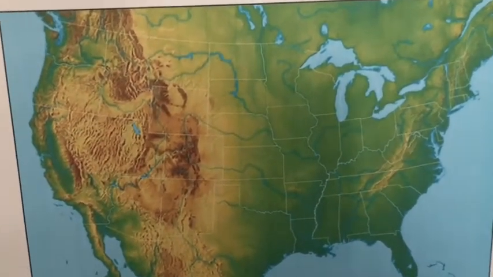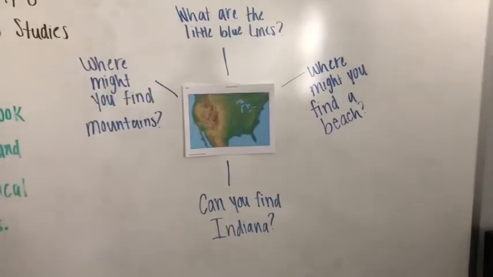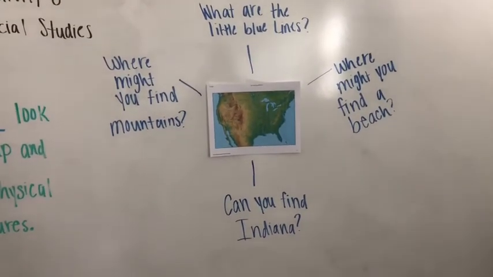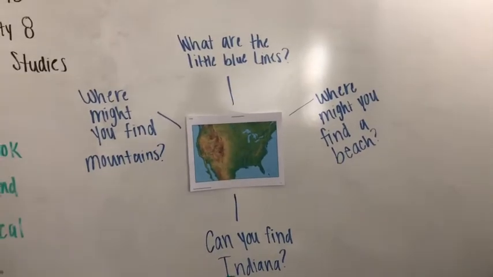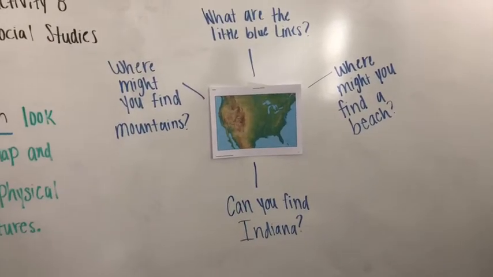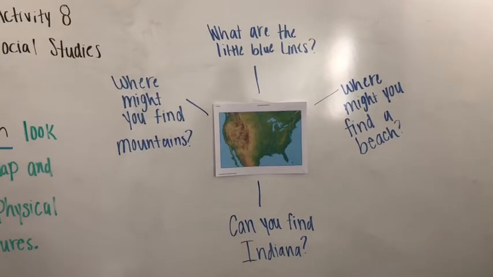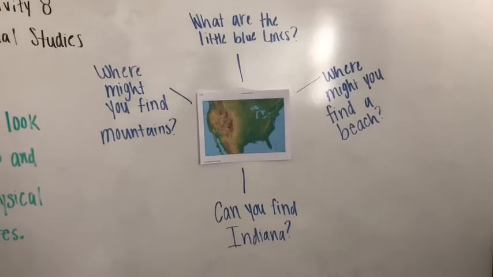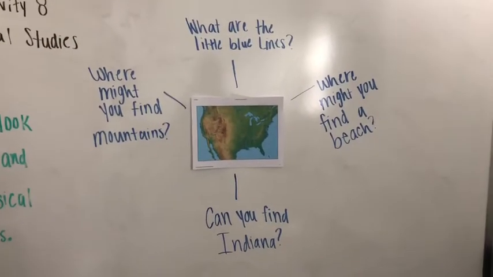There you have it. You learned physical features on a map. You were able to find Indiana. You were able to figure out, what does Indiana have to offer, right? You found the beaches. You learned what the little blue lines on the map stand for, right? What do they stand for? Do you remember? They stand for rivers. It shows us how water flows, right? Good job. Look at that. Look at all the things you learned in just a short video.